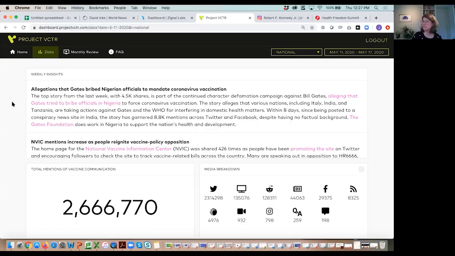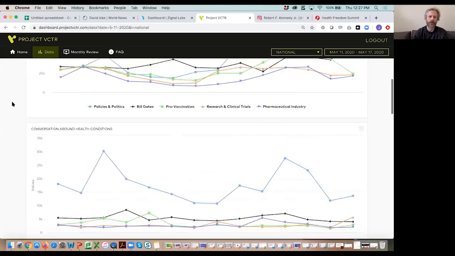Okay. We do have one question about the tool itself from Michael Bradbury. Joe, can the tool be used to determine whether bots or real people are generating anti-vaccination data conversation trends? Can you distinguish?